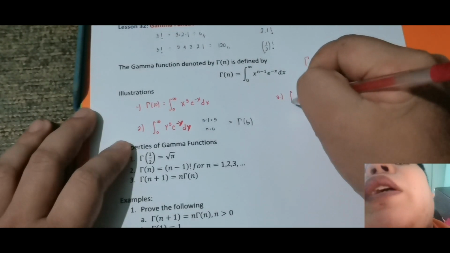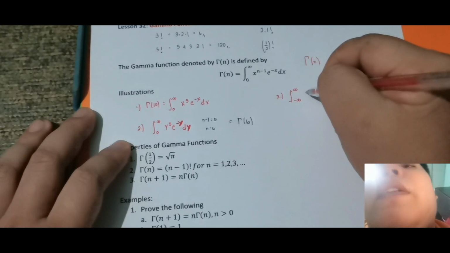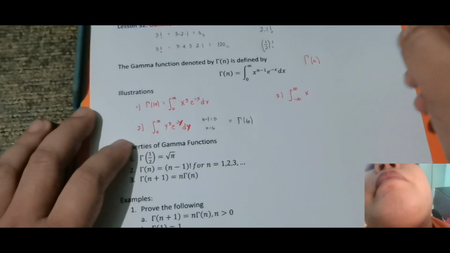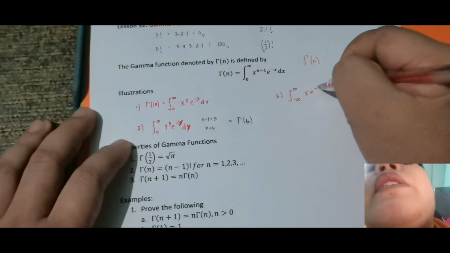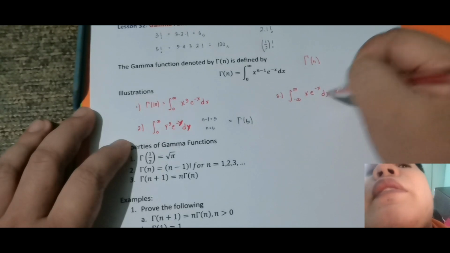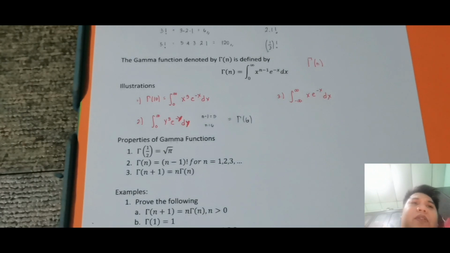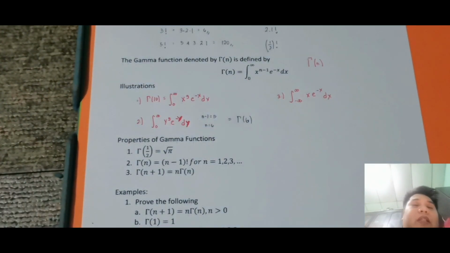Okay, so what if we have the integral from negative infinity up to infinity of x e raised to negative x dx? Okay, so mapapaisip ka, no? Sir, bakit ganun? Sir, sabi mo by definition that is from 0 up to infinity. Now, paano natin iintindihin yung integral na to?